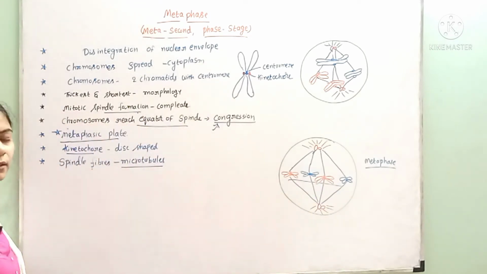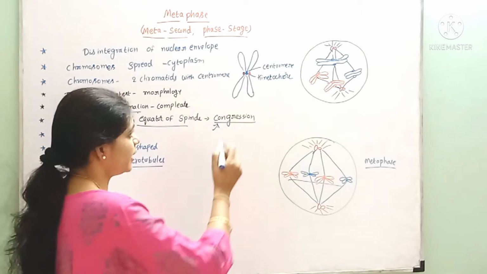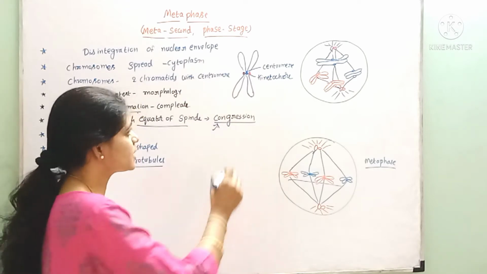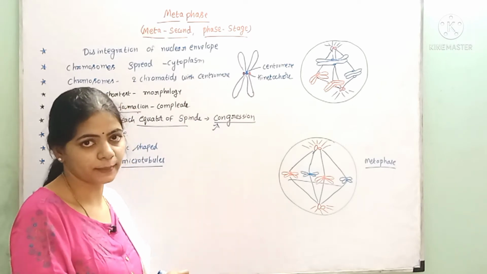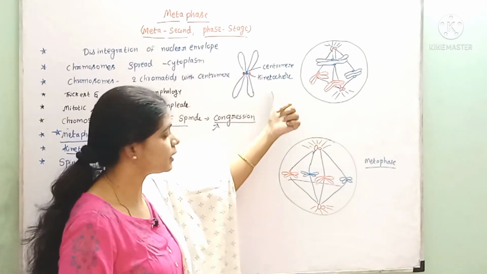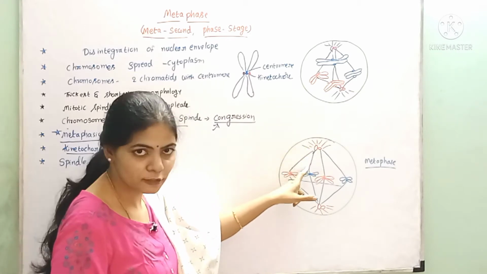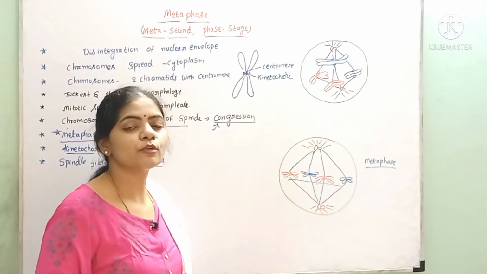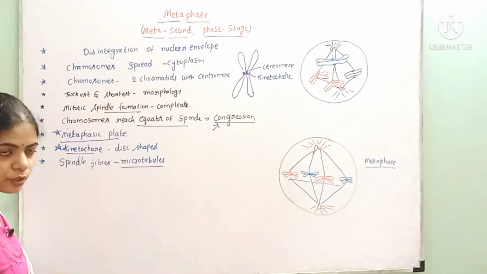And later what will happen? How do these chromosomes attach to the spindle fibers? By means of a special disc-shaped structure called the kinetochore. If you see the chromosome, there is a centromere. By means of that centromere, the two chromatids are joined. And at the surface of the chromosome, there is a disc-shaped structure, which is called the kinetochore. By means of that kinetochore, the spindle fibers arising from the centrioles join with the chromosomes. How do the chromosomes attach to the spindle fibers? By means of kinetochore. Kinetochore only.